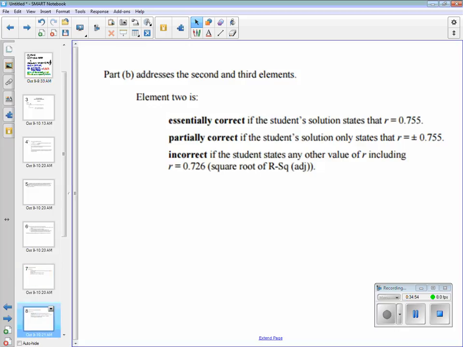Element 2, all you had to do is tell me the correlation. So again, you should have 2 E's, P's, and I's underneath letter B. There should be 2 of them. You with me? So write another E, P, or I next to number 2, or next to B. The first one is if you just tell me the correlation is 0.755. Most of us should have gotten that, right? E.